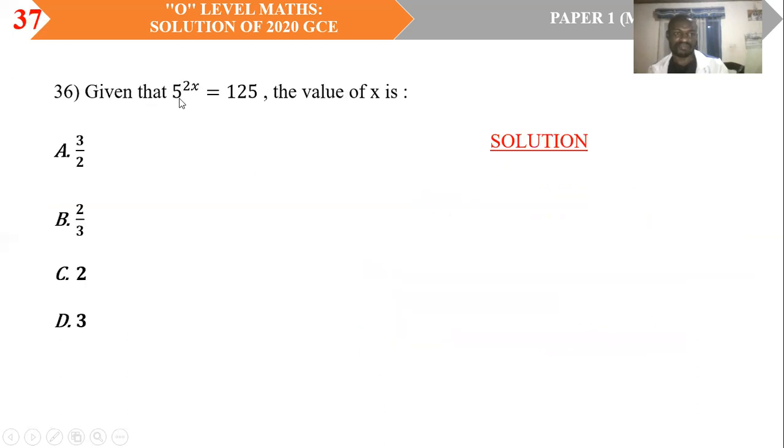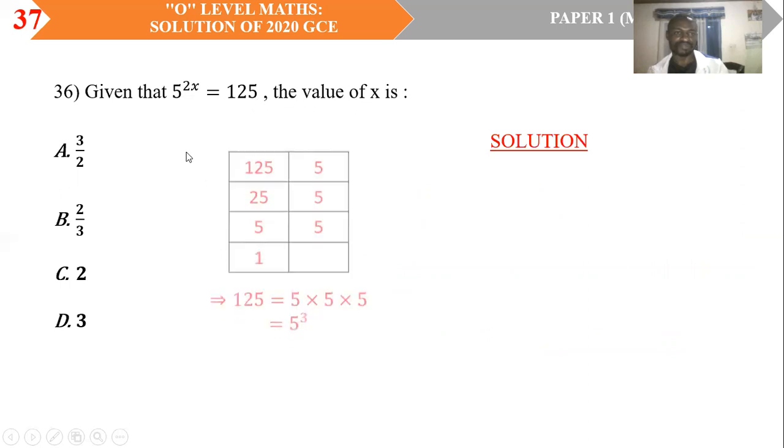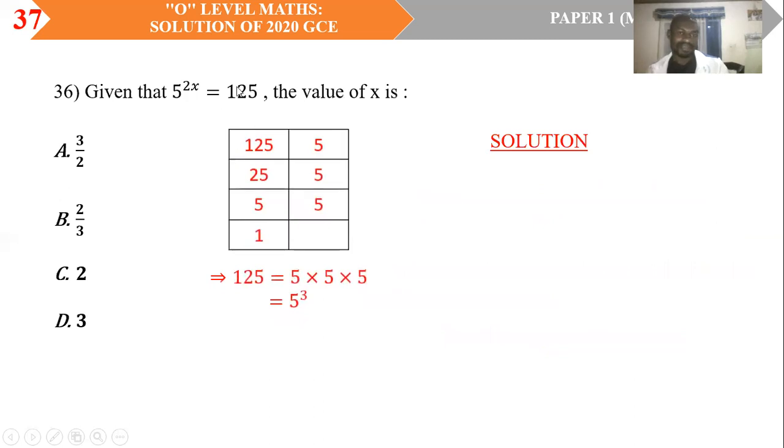Question 36. Given that 5 to the power 2x equals 125, the value of x is... Now we carry out the prime factorization of 125. What can reduce 125 as a base? 5. So 5 into 125 gives 25. 5 into 25 gives 5, and 5 into 5 gives 1. Therefore, 125 can be written as a product of 5 times 5 times 5, which gives 5 cubed.